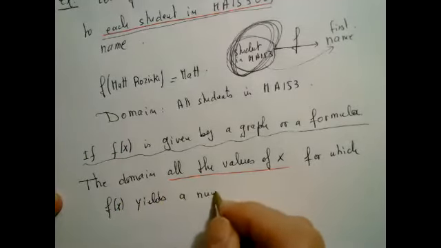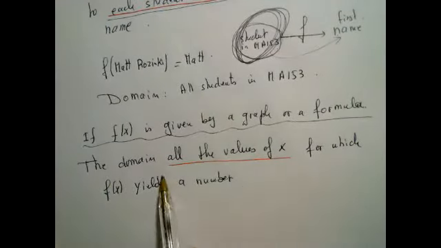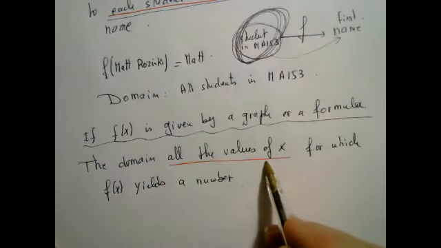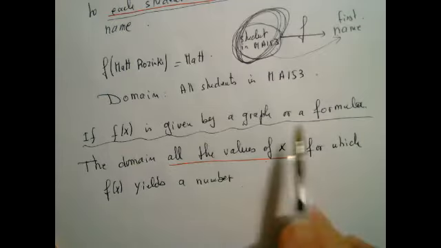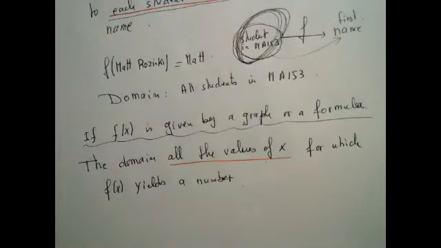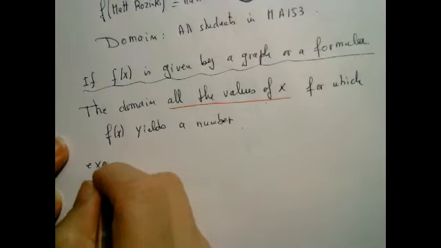It looks like a bizarre definition. If a function is given by a graph, the domain is all the values of x for which the formula yields a number, or the graph yields something. It gives me a value. That makes sense. In those situations, we will not have something simple like before where it's spelled out for us. We have to find it. That's what we're going to be working on in the first part of the course. So let me start with examples.